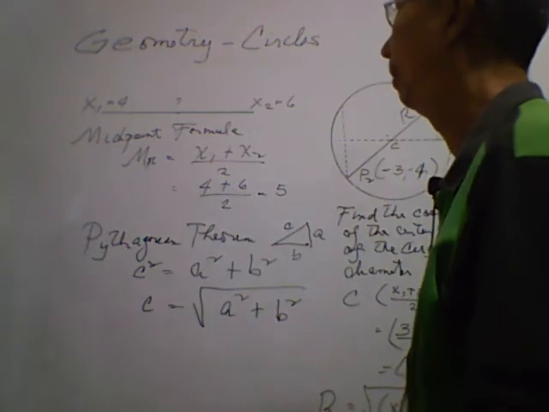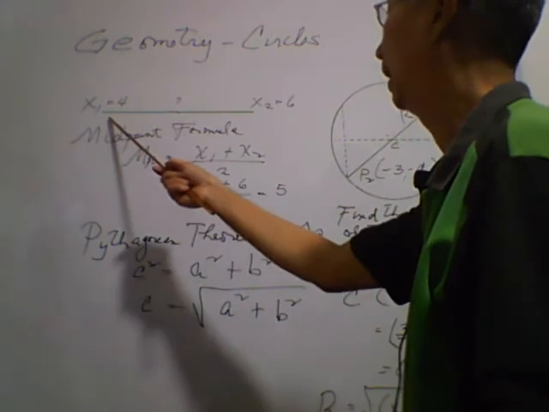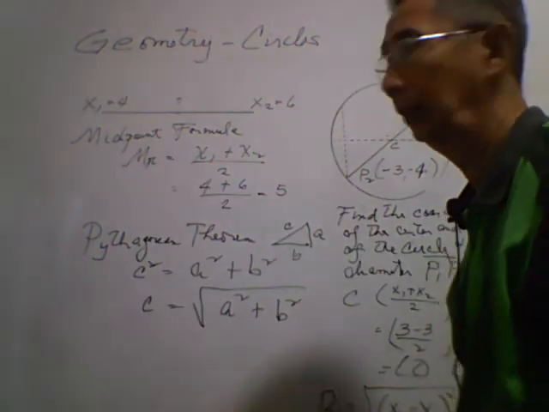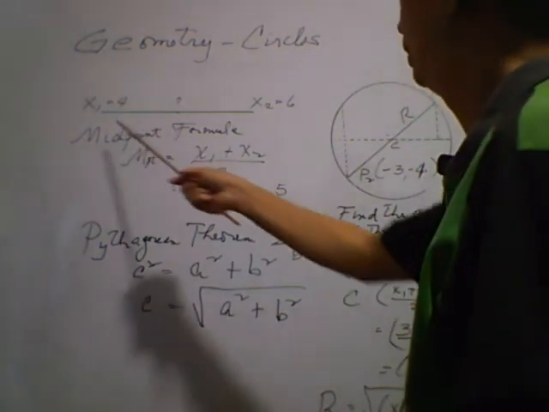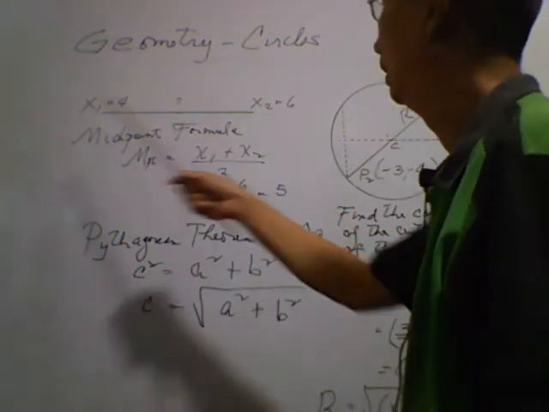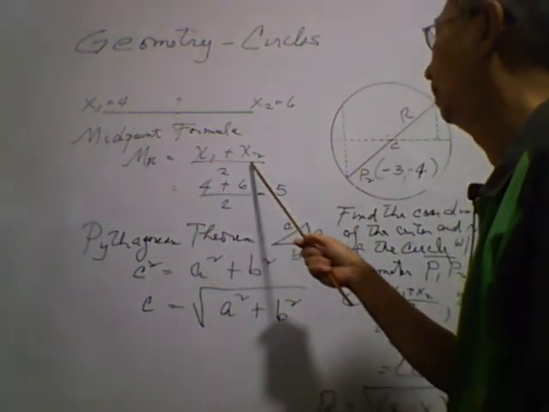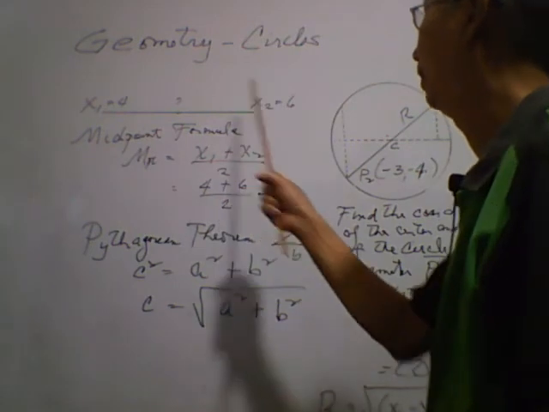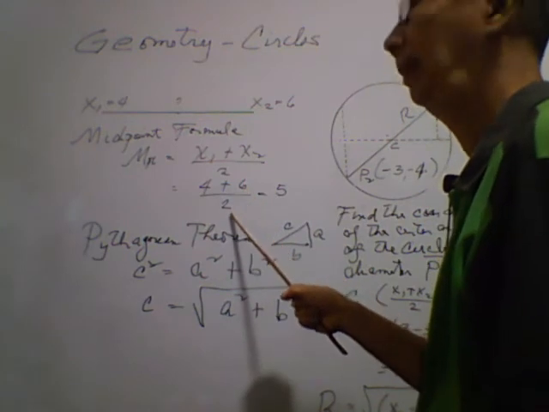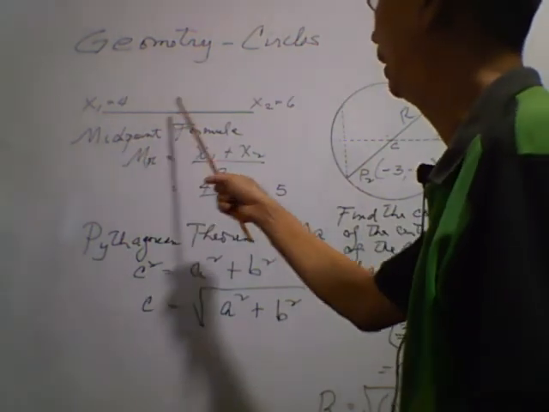If you have a line segment with the coordinates in the x-axis as the second point to be 6 and the first point to be 4, to get the midpoint of this line segment, all we have to do is add the 2 points here, which is x of 1 and x of 2, and divide it by 2. Example, if we have here 6 and 4, you add 4 and 6, which is 10, divided by 2, we'll get 5. So the midpoint is 5.